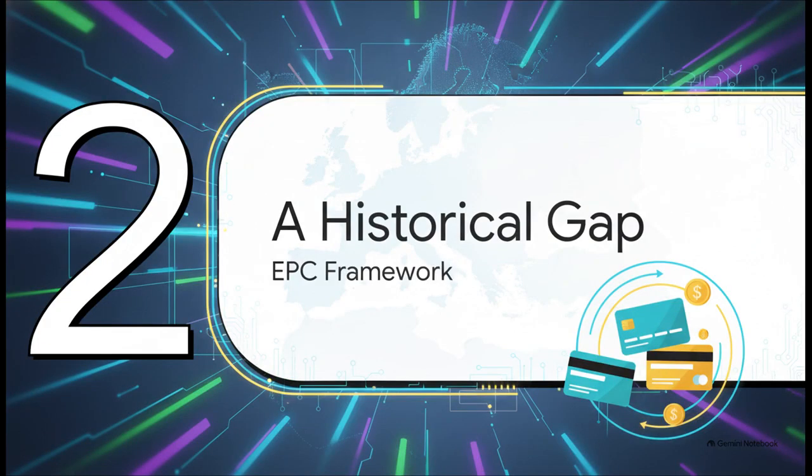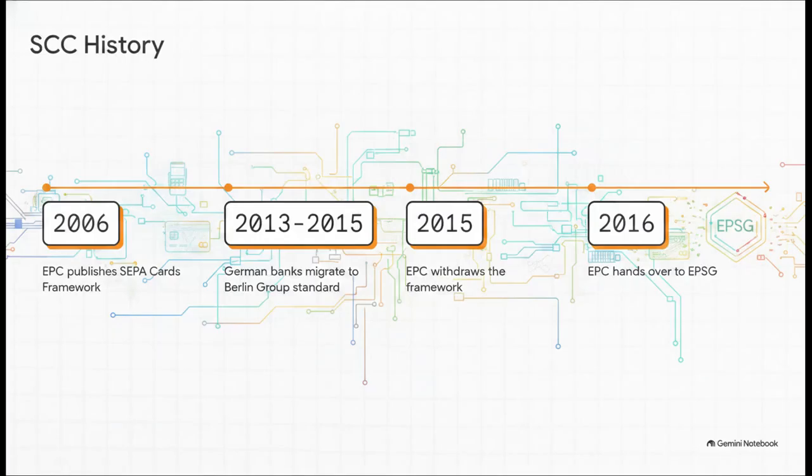Section 2. The EPC framework and a historical gap. To really understand this whole identity crisis, we kind of have to look back. So picture this. Back in 2006, the EPC aimed to set uniform rules with the SEPA Cards framework. Great idea, right? But fast forward to November 2015, and the EPC essentially just threw their hands up. They looked at the landscape, realized the EMV migration for cards and ATMs was mostly done, declared their watch had ended, and simply walked away, completely abandoning the card rulebook.